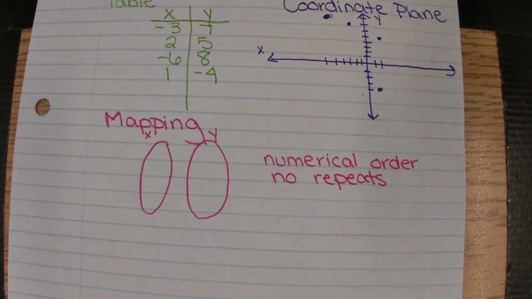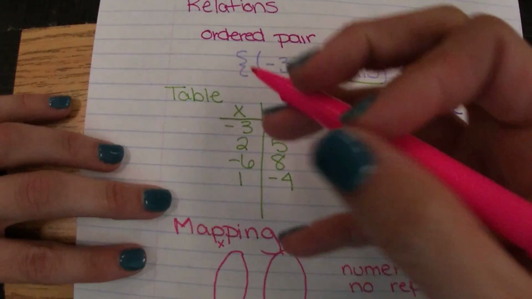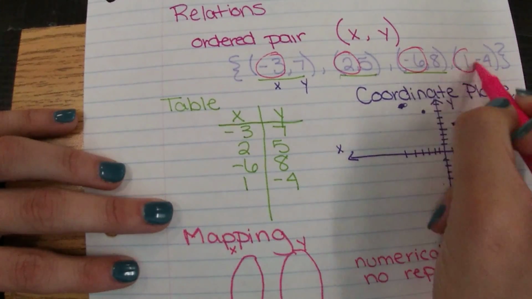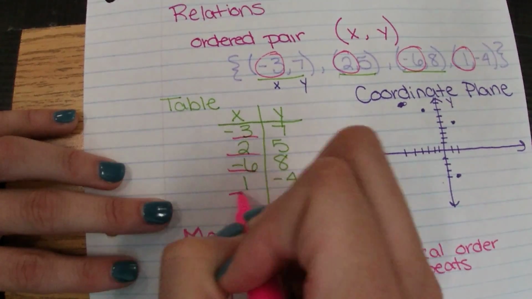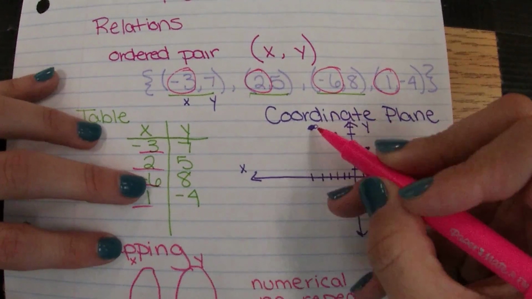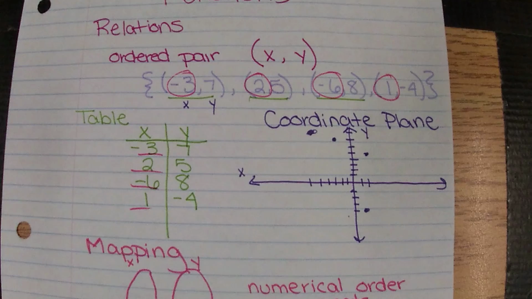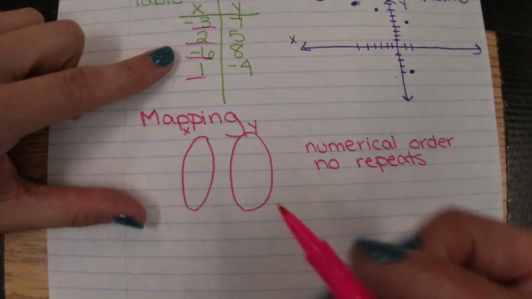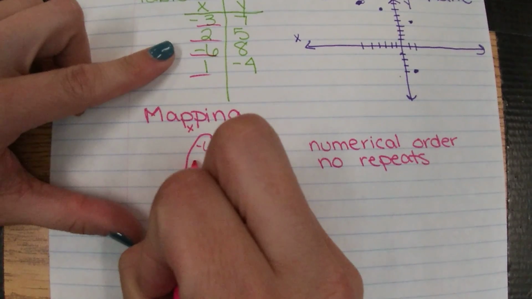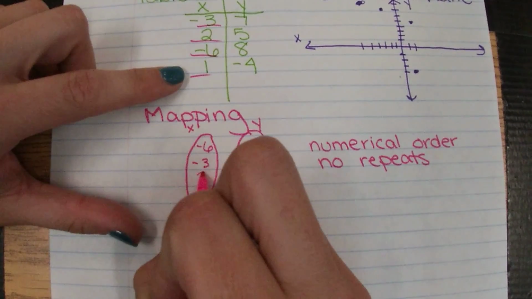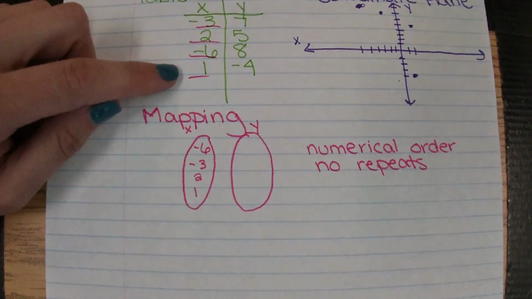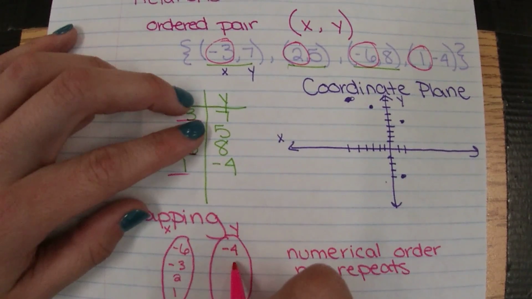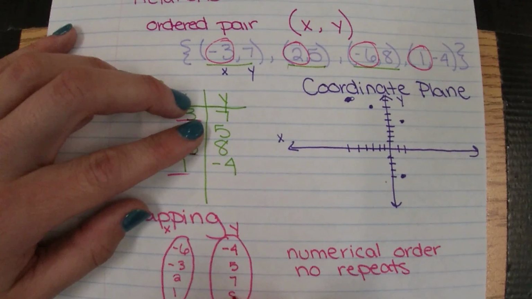Which means when you're listing your X values, I could look up here to find my X values, or I could look here, or I could even name these points and find my X values from the points. I'm going to list all of those X values over here in numerical order. So -6 is the smallest, then -3, 2, and 1. Then my Y values are -4, 5, 7, and 8.